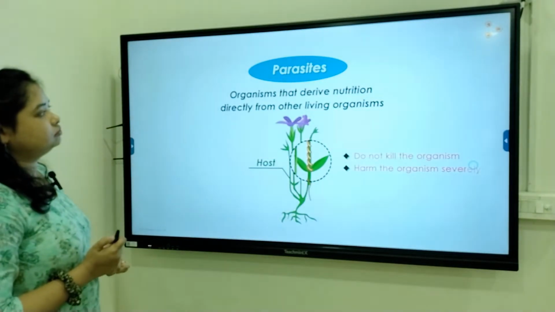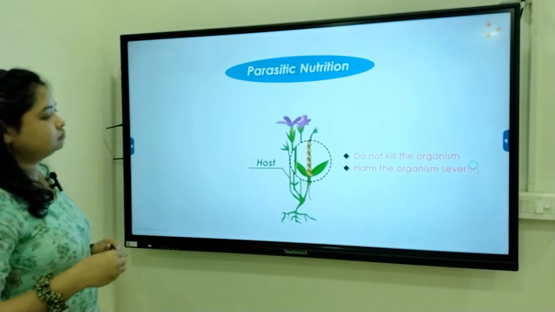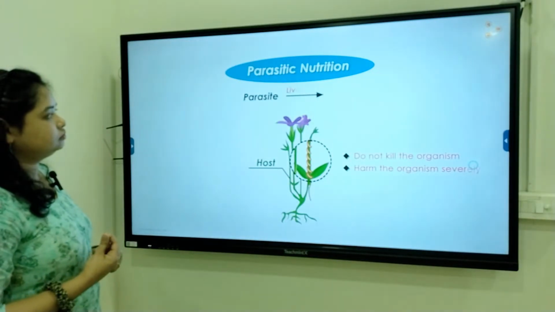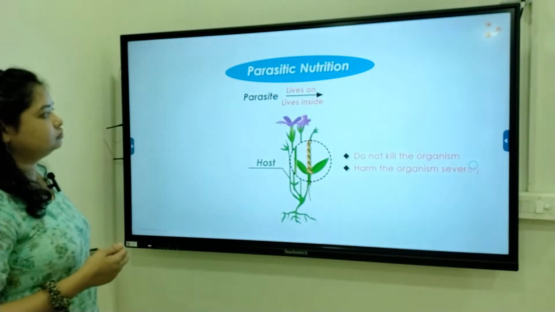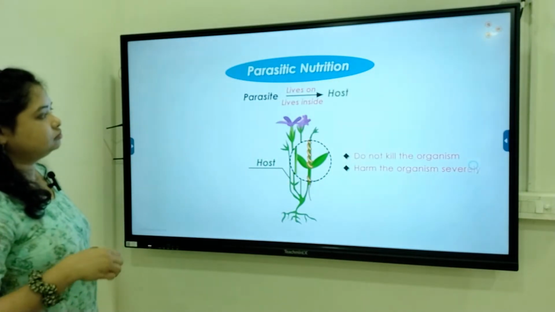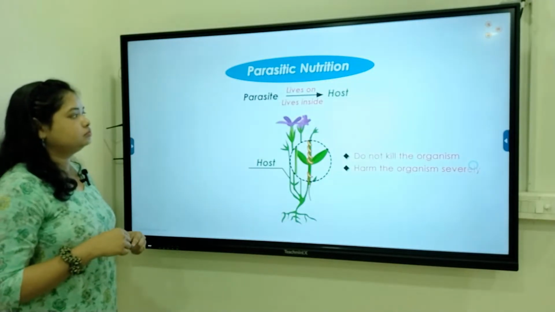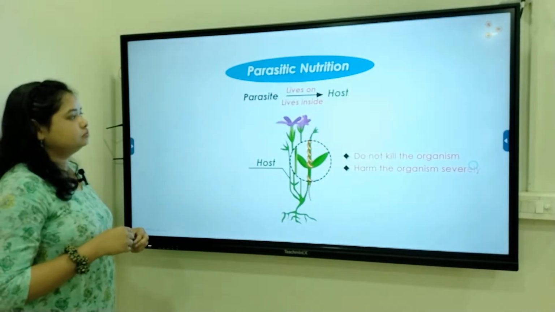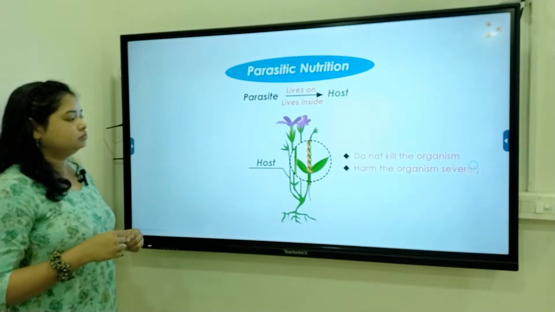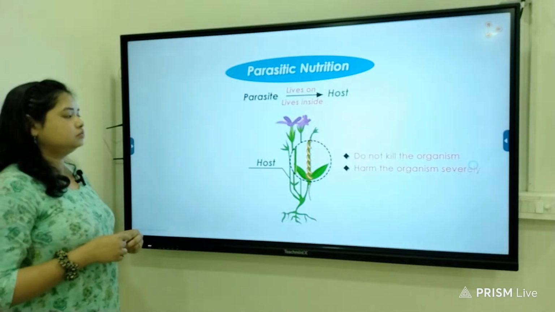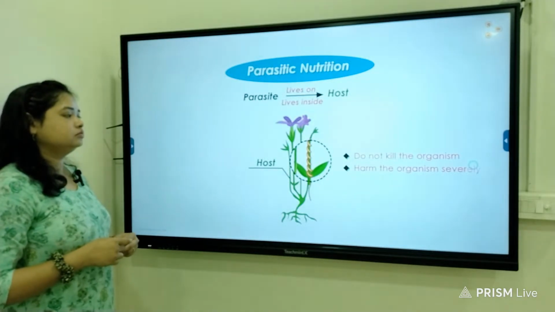In simple words, we can say that parasitic nutrition is a mode of heterotrophic nutrition where an organism known as a parasite lives on or inside the body of another organism, that's the host. Now parasites are mainly animals. But there are a few plants in this category as well. Yes, a few non-green plants that derive some or all nutrition from the host plant are included in this type.